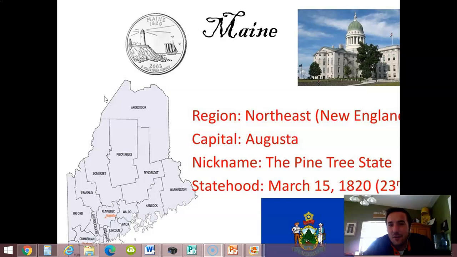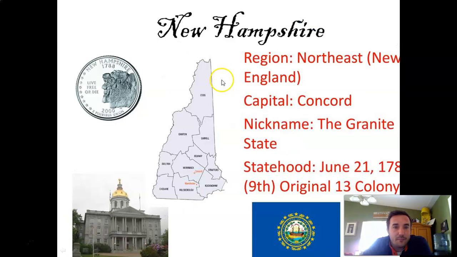So literally, if you want to catch the Cardinals game way up here, you might not be able to because there might not be any power up there. That's how rural northern Maine is. Not a lot of people and not a lot of big cities up there. The nickname is the Pine Tree State. Remember when I talked about they have mountains called the Appalachian Mountains, not like ours with big peaks, right? They have kind of more of the rolling hill mountains. Lots of pine trees there, and that's why they're called the Pine Tree State.